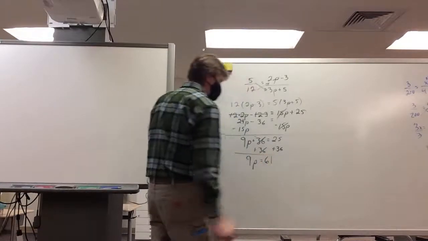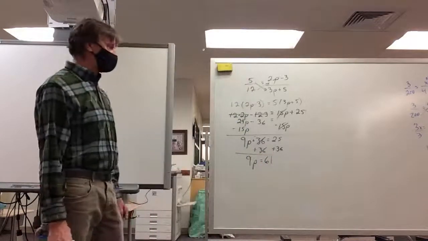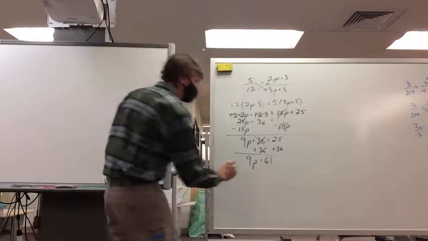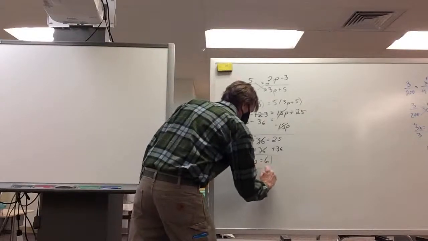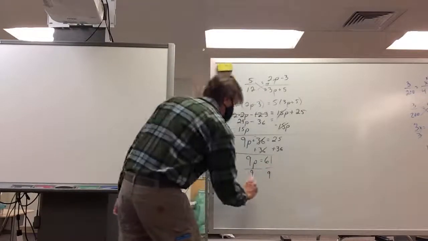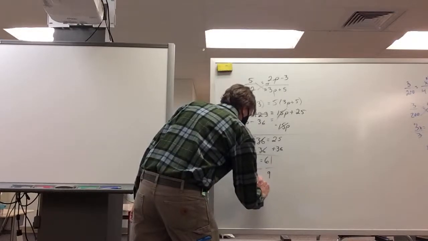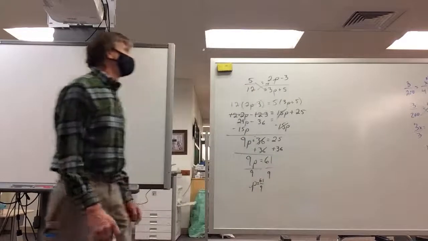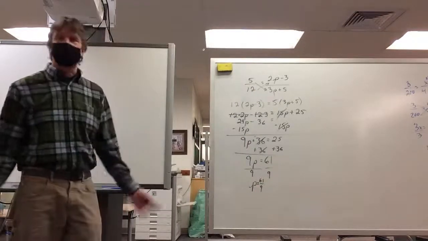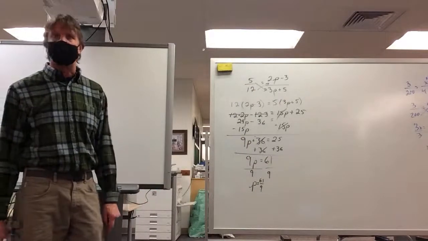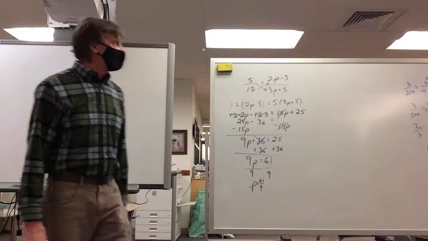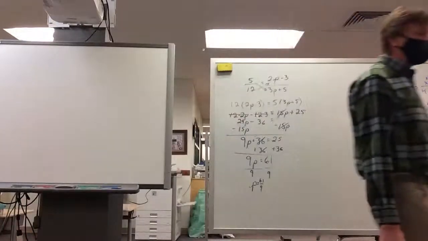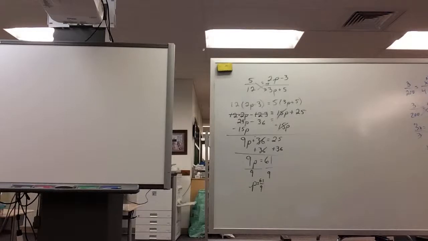61. Well, that's not a nice, pretty number, is it? No. So when we divide by 9, that's what p is. 61 ninths. But that's okay. You don't have to do a whole lot with it right now. I think all they want to know is what p is equal to for this problem. Yeah, so you're solving the proportion.